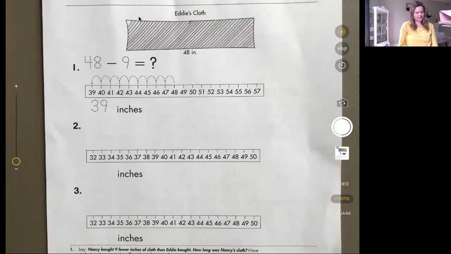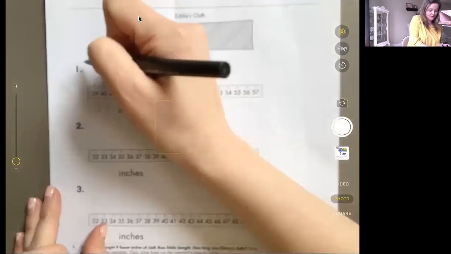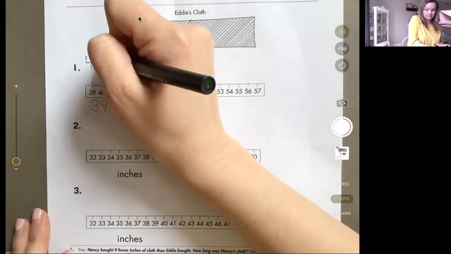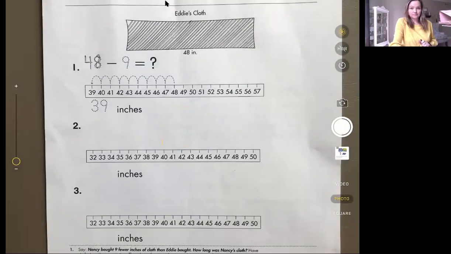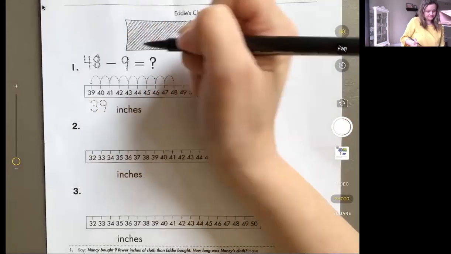So for number one, it says Nancy bought 9 fewer inches of cloth than Eddie bought. How long was Nancy's cloth? So we know that Eddie's cloth was 48 inches. So let's trace 48. And then we know that she had 9 fewer inches. So we're going to subtract 9.